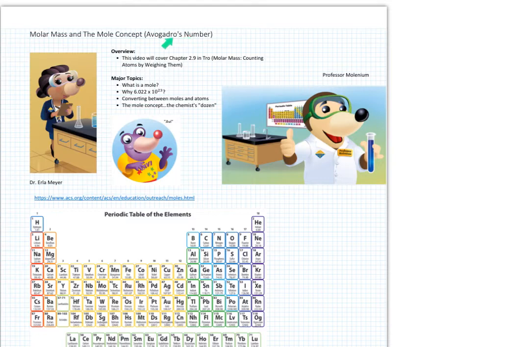So no chemistry video about moles is complete without some cheesy mole pictures. These are from the American Chemical Society. You can Google chemistry moles and you get all kinds of pictures like this. This is little child mole called Avi. This is Dr. Erlenmeyer, and this is Professor Molnium. And if you want to find out more about these little mole friends, you can go to the American Chemical Society, acs.org, outreach moles, and you can find many, many more pictures of our chemistry mole friends.